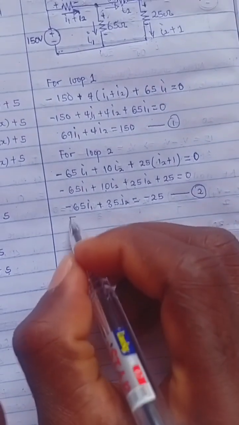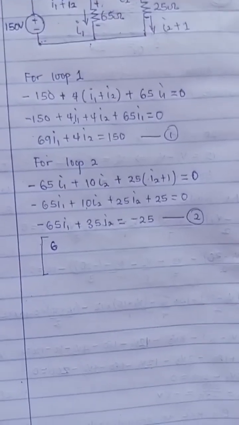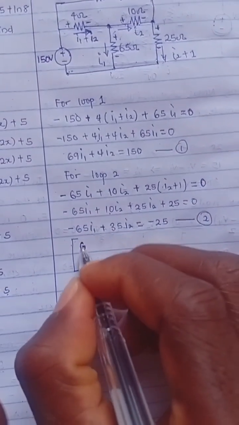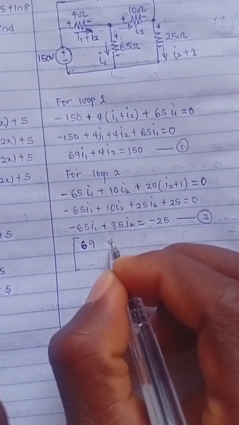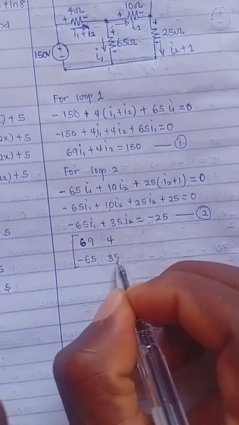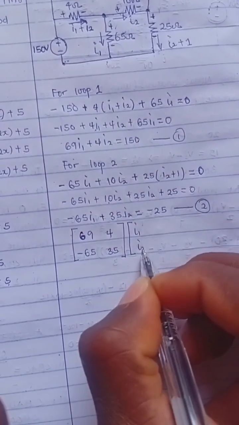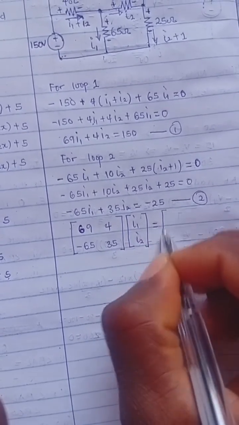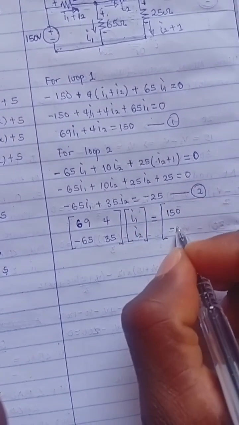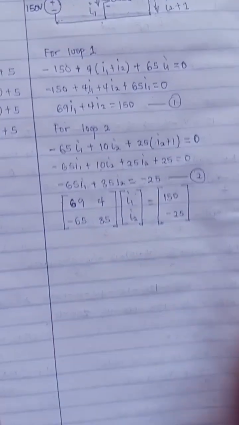You collect equations 1 and 2. You should collect that in matrix form, because in electrical engineering, like I would always say, the matrix approach is usually favored. So from equation 1 you write it in matrix form, that will be 69, 4. And then for equation 2, you have minus 65, 35. And then you have this being multiplied with I1, I2. And then this is equal to 150 from equation 1, and minus 25 from equation 2. So these are your matrix equations.